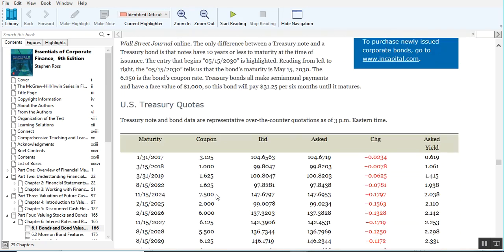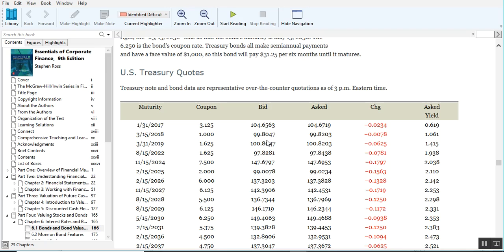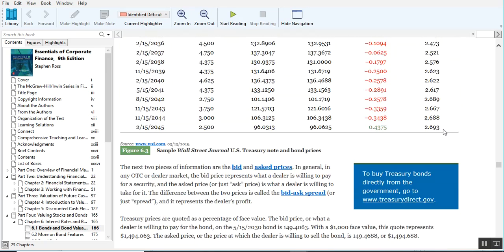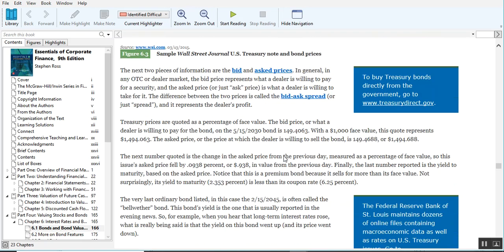Treasury quotes are basically what represent over-the-counter quotations for some of these. You can see here what they're showing: a bid price, an ask price, and an ask yield. So you see the differences there. So with bonds, there's always a bid price and an ask price and a spread between the two. That's the difference between those.